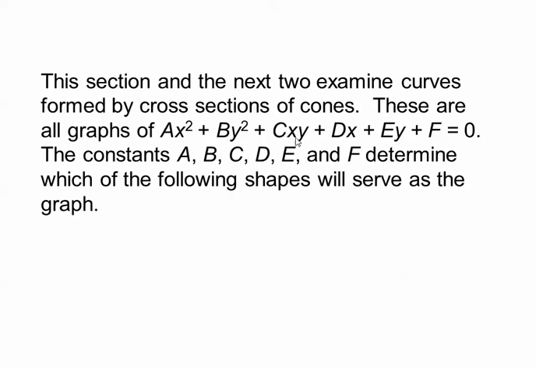So if b, c, and e are all 0, we have a parabola. That's the one that you should recognize, okay? So it just depends on which of those terms are there and which of them are not because the coefficient was 0.